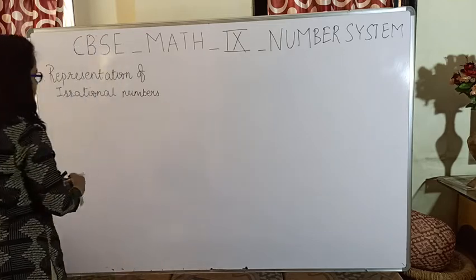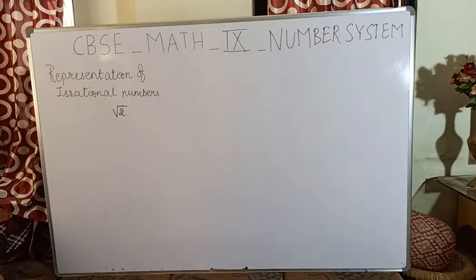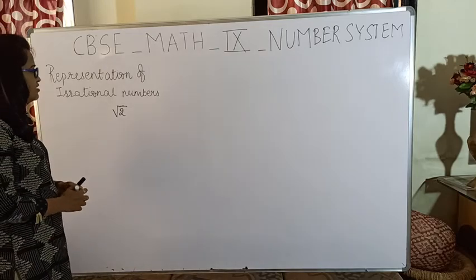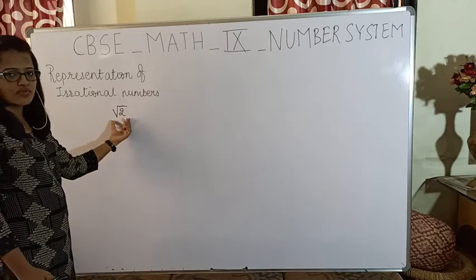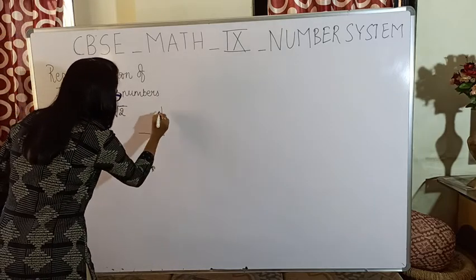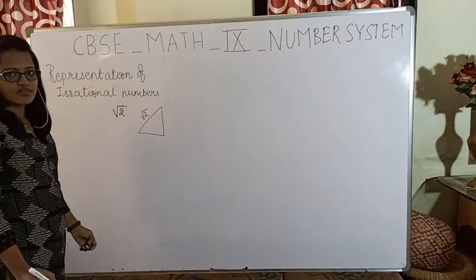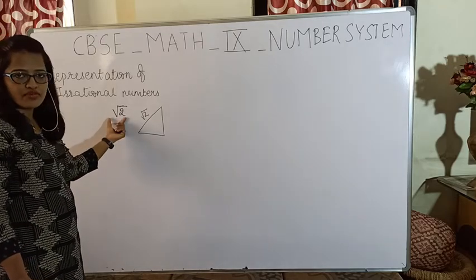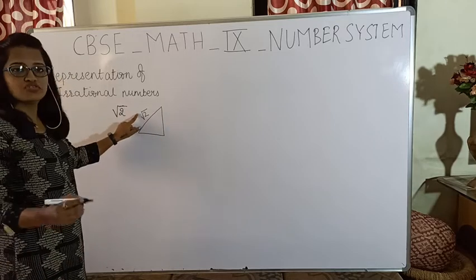For example, I have to represent root 2 on the number line. Now is root 2 an irrational number? Yes, definitely it's an irrational number. The concept here tells us that if you have to represent an irrational number on a number line, you have to construct a right angle triangle on the number line whose hypotenuse is the number which is to be represented. In this case, I have to represent root 2. So I need to construct a right angle triangle whose hypotenuse should be root 2.